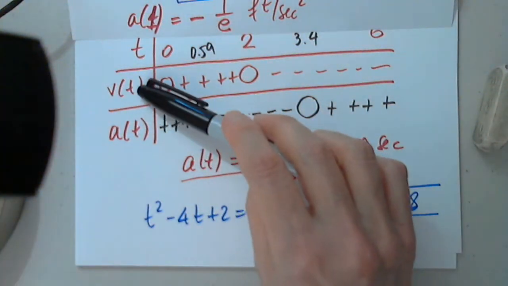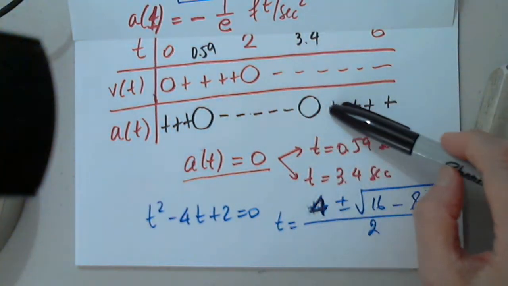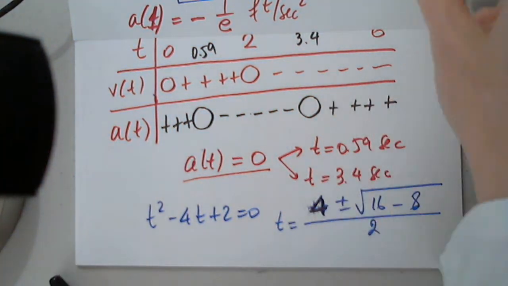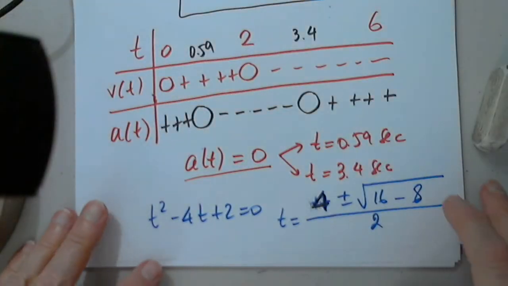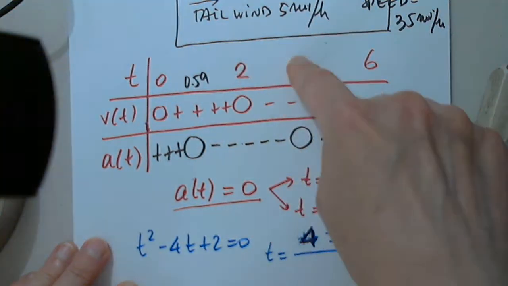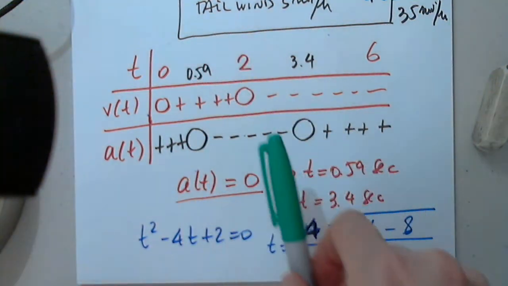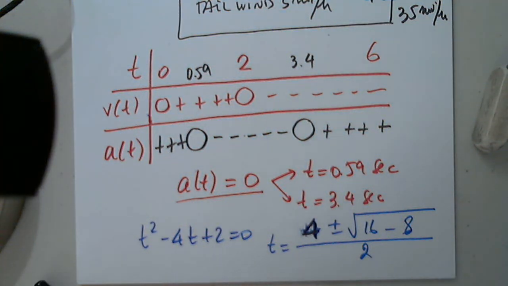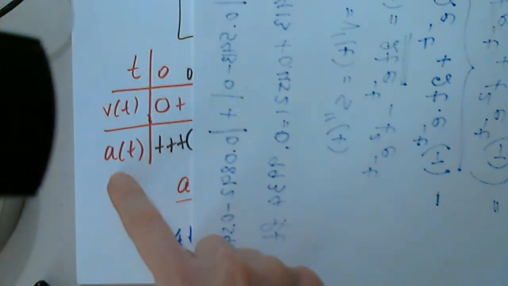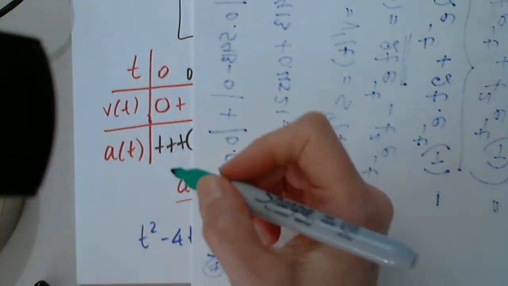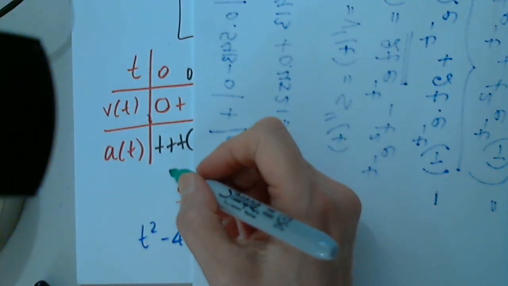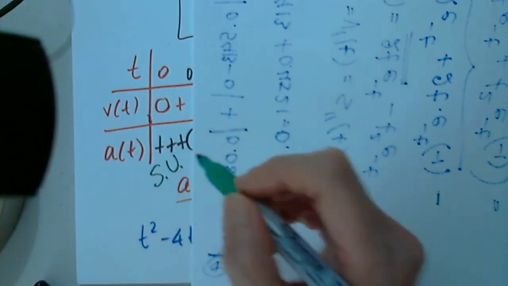So I know the sign of the velocity, I know the sign of the acceleration. Now I see the problem has 1, 2, 3, 4 subintervals. On the first subinterval, what does the particle do when the velocity is positive and the acceleration is positive? Speeding up. Very good. Speeding up.